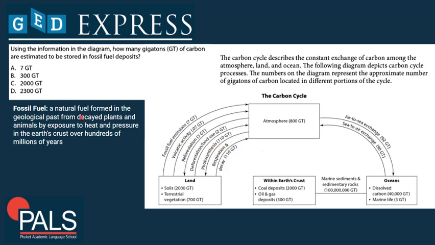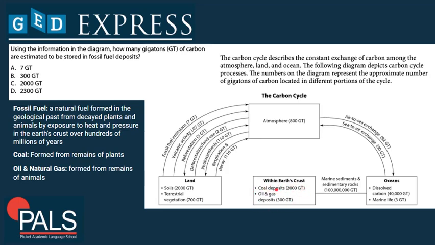A fossil fuel is a natural fuel formed in the geological past from decayed plants and animals by exposure to heat and pressure in the Earth's crust over hundreds of millions of years. And what are fossil fuels? Fossil fuels are coal, which is formed from the remains of plants, and oil and natural gas, which is formed from the remains of past decaying animals. So that means that our fossil fuel deposits are the sum of these two down here.